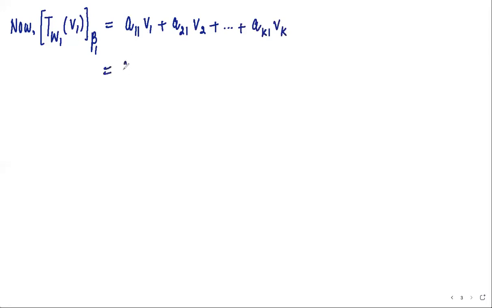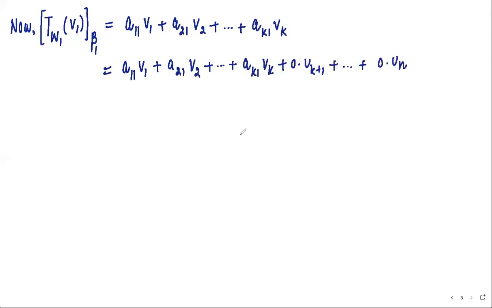But now this can also be written as A11 V1 plus A21 V2 plus so on plus Ak1 Vk, then plus 0 times Vk plus 1 and so on, similarly 0 times Vn. But now this is actually the representation of this TW1 of V1 in the basis beta. So this is in fact equal to T of V1 relative to the basis beta.